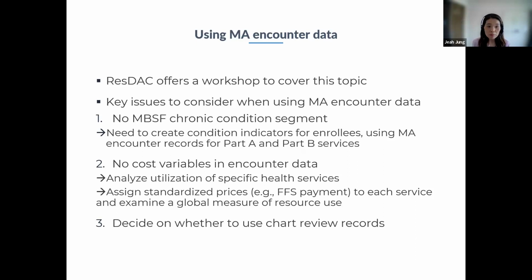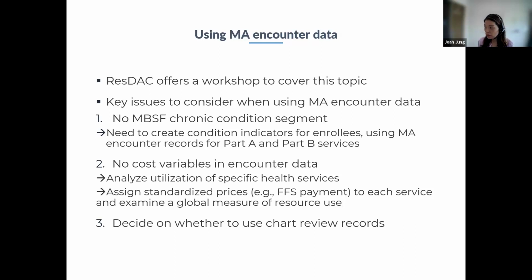First, the MBSF, the Master Beneficiary Summary File, includes all Medicare beneficiaries, including MA enrollees. But there are different segments in the MBSF, and there's a chronic condition segment, and that file includes only fee-for-service beneficiaries. So there is no already constructed chronic condition segment for MA enrollees, which means that you have to create condition indicators for MA enrollees using MA encounter inpatient or other MA encounter records for Part A and B services.